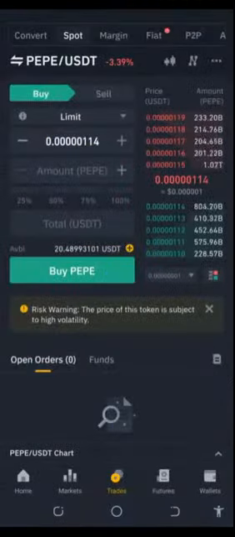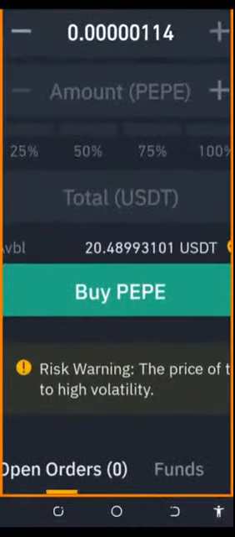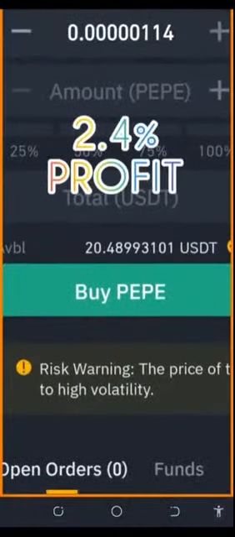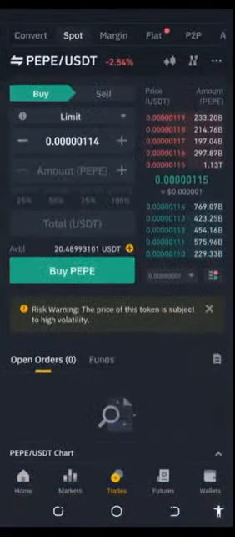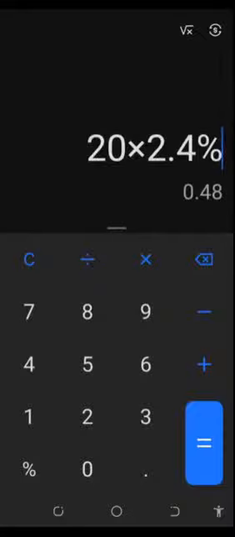Awesome. So that was actually a nice one. As you can see, this is about 2.4% profit. Just imagine that you put in $1,000. What would you make? Let's go and check the calculations. If you put in $1,000, what would you make? This is $20, times 2.4%, and we got 48 cents.